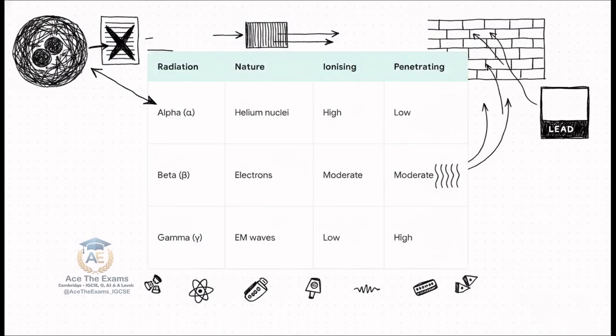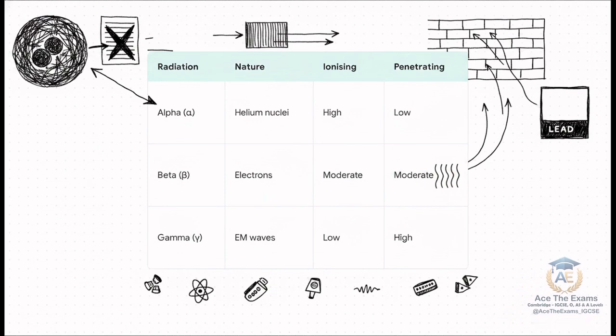And this brilliantly illustrates how we categorize these emissions. It's really like looking at a fascinating trade-off between power and penetration. Take alpha particles, for instance. They're essentially just naked helium nuclei, super heavy and highly ionizing. But because they're so bulky, they're stopped by a mere sheet of paper.